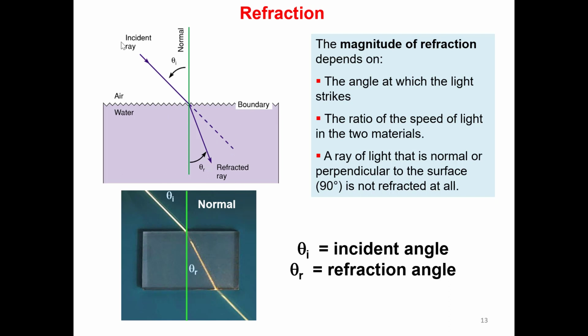In this case we can see again that we have the incident ray, we have the refracted ray, and we have the imaginary line that is perpendicular to the surface, which is the normal line. Then we use the normal line to measure the angles. The angle between the normal and the incident ray is the incident angle, and the angle between the normal line and the refracted ray is called the refraction angle.